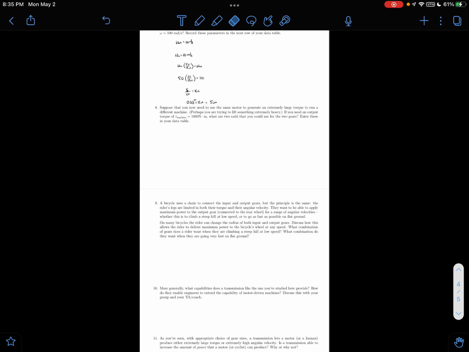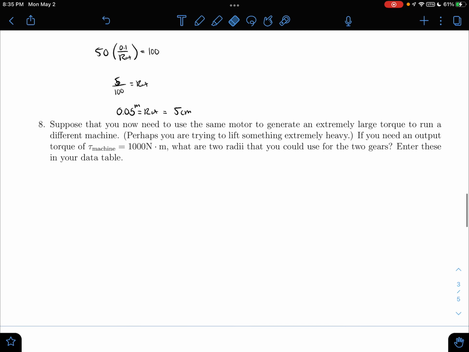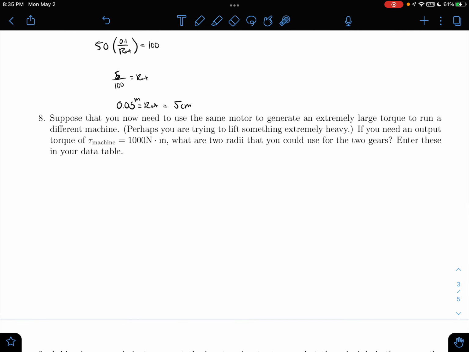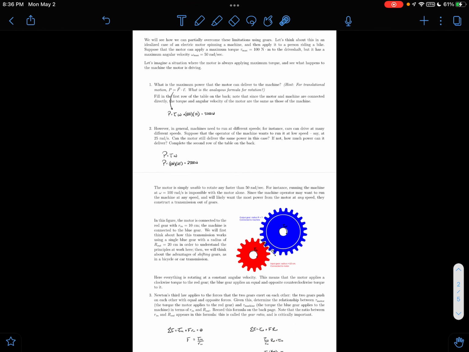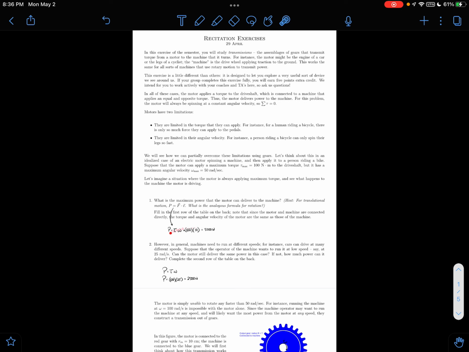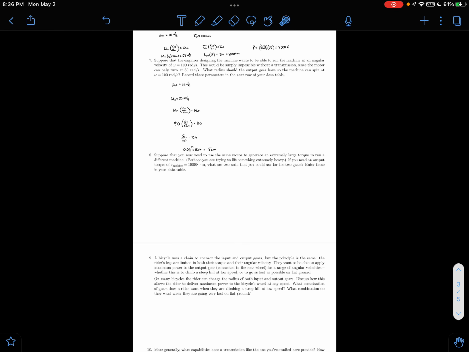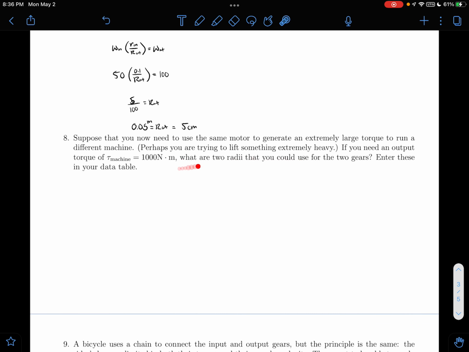Right? So now we need to use the same motor to generate a very, very large torque. So we're lifting something super heavy. So we need the output torque to be 1,000 Newton meters. Which again, if we were going back to just the motor, that's not possible because the max torque we can do with just the motor is 100 Newton meters. So what two radii would we use for the gears?